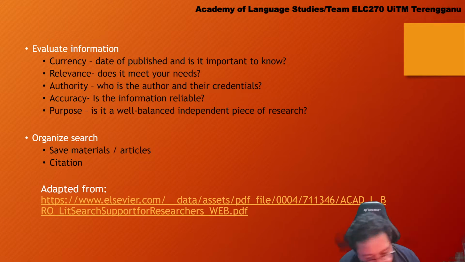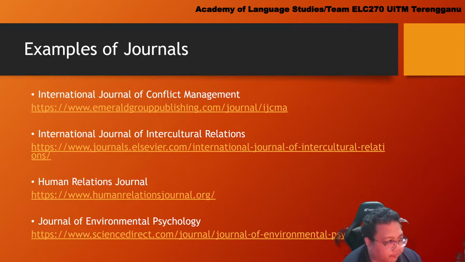So organize them. And then the citation: when you do research, when you do portfolios that require you to find articles, you need to do citations. Examples of some journals that you can find are the International Journal of Conflict Management, International Journal of Intercultural Relations, Human Relations Journal, and Journal of Environmental Psychology. Those are the links to the journals. There are a lot of other journals that you can use. Just make sure they are relevant journals or articles that relate to what you want to talk about.